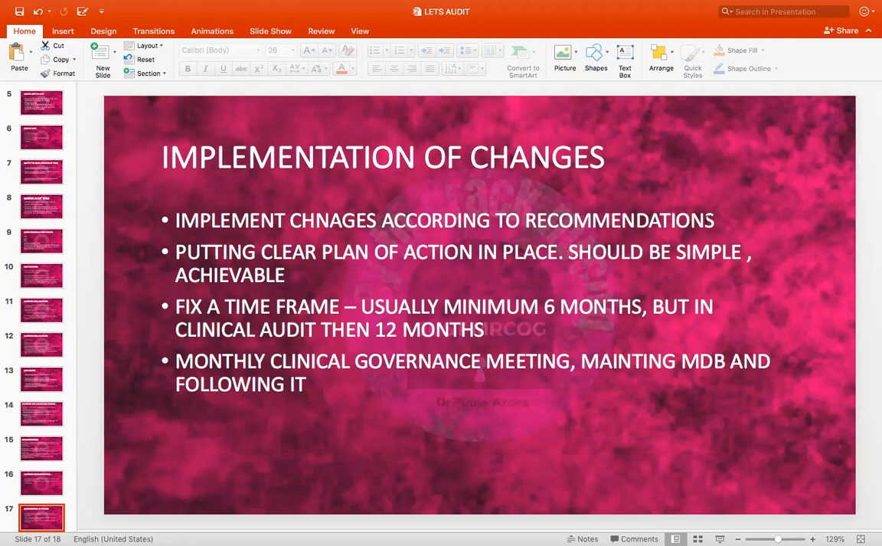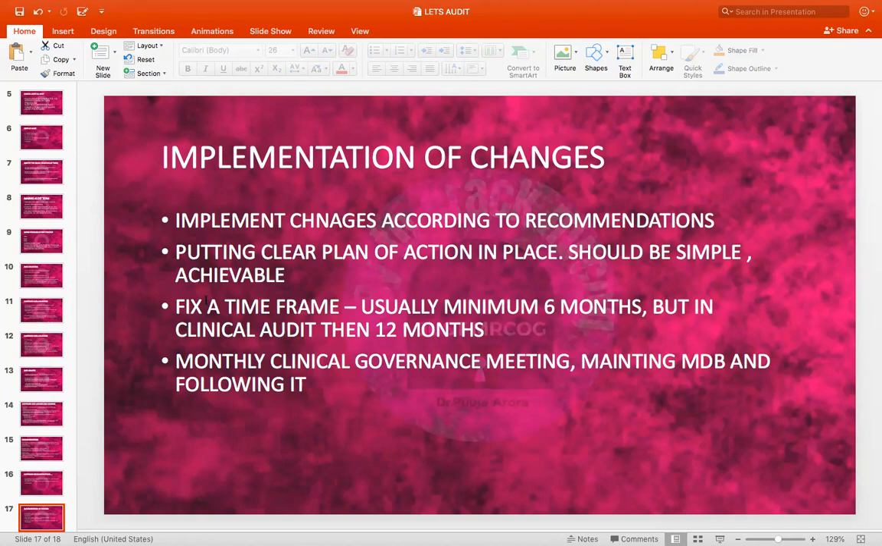Recommendation was to offer VBAC trial. So what change have we made? Now we offer every previous cesarean a VBAC trial. We explain the VBAC trial in clinic itself, in the antenatal visit. What is VBAC trial? What are the advantages? What are the disadvantages? This is the change which we have implemented on the basis of the recommendation. And for that, you have to have a clear plan of action.